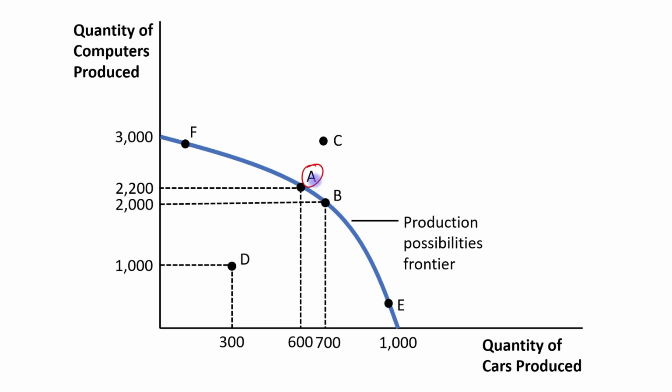For example, if I am moving from point A to point B, okay, so we can see that no doubt the production of cars is increased from 600 to 700, but the production of computers is reduced from 2200 to 2000. In a similar manner, for example, if I move from point B to point E, now we can see that the production of cars is increased from 700 to 1000, but the production of computers is reduced from 2000 to 1000.